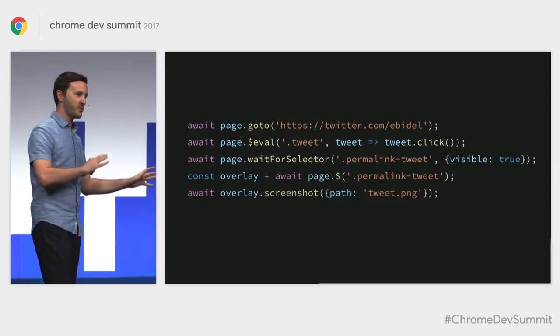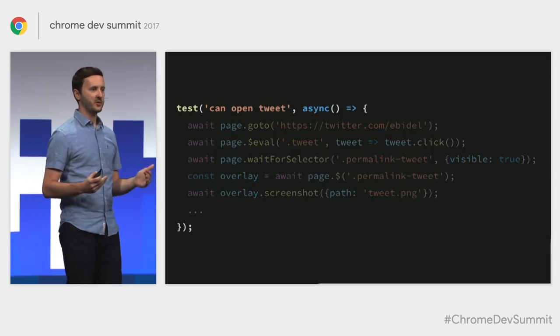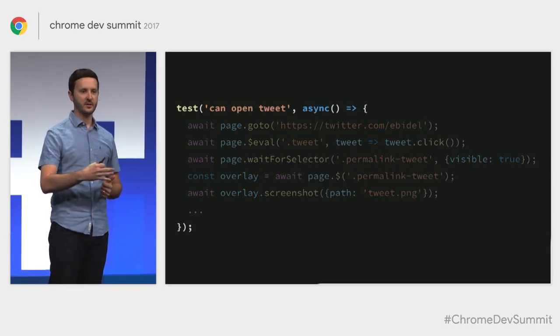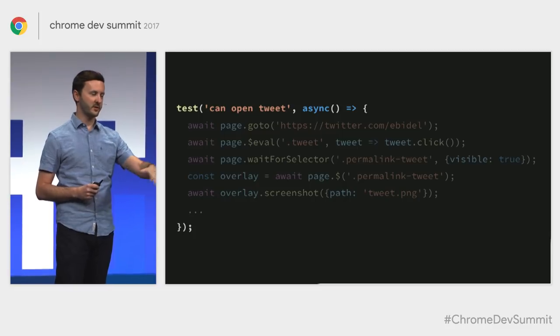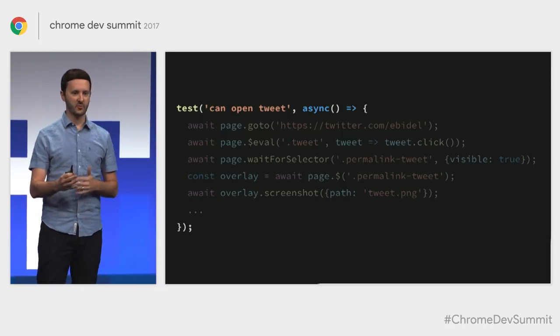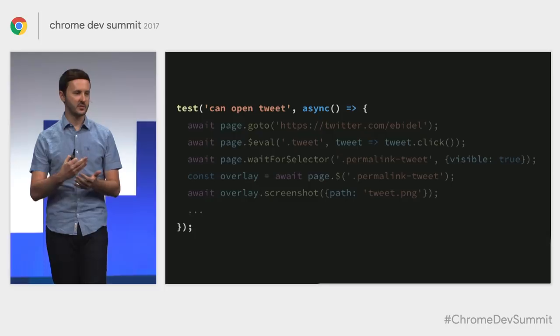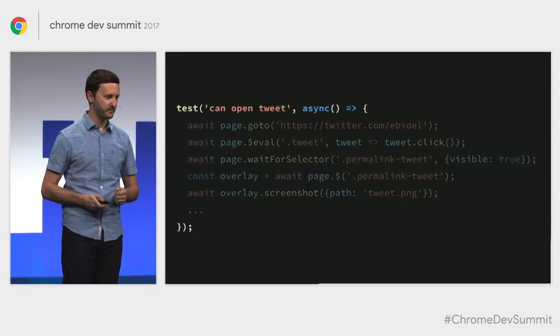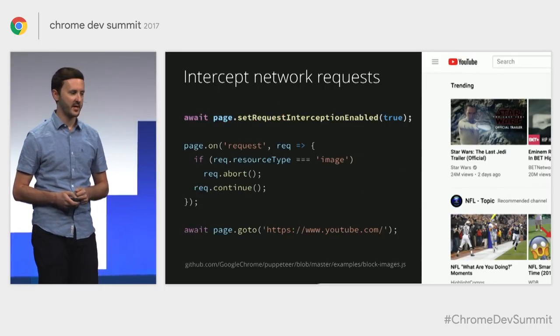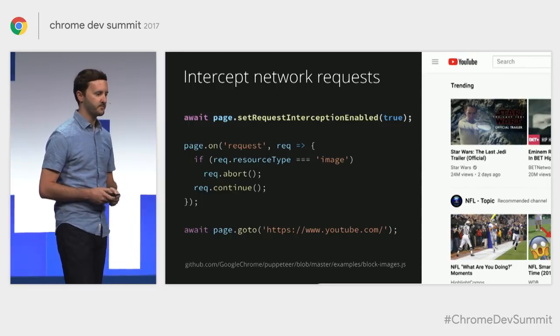I don't know if you guys just saw what we did there, but we actually just wrote an integration test, a smoke test, for opening a tweet on Twitter.com. You can insert your favorite framework here, but the fact that we have a real browser with a real JavaScript engine and real DOM to test against is pretty powerful. It means we can write some tests and have them work really quickly.